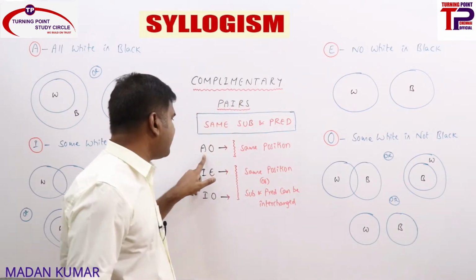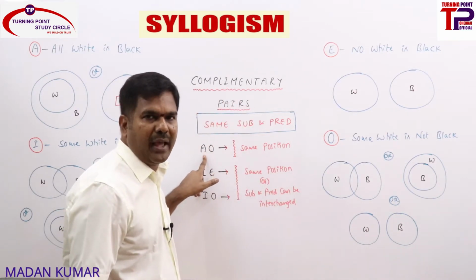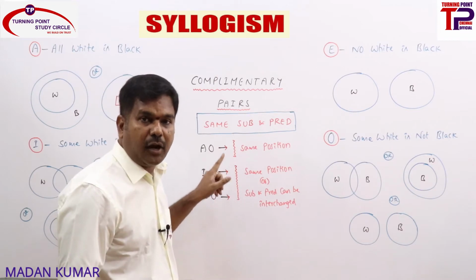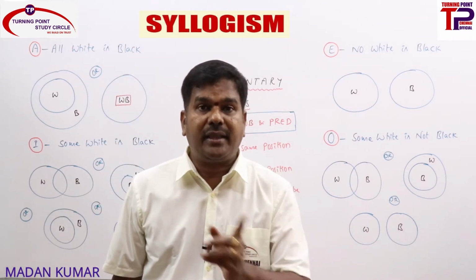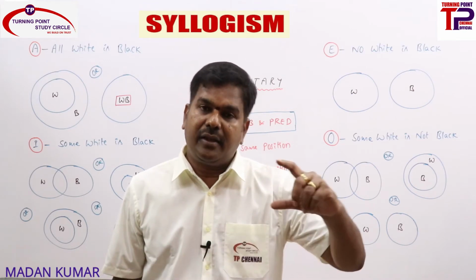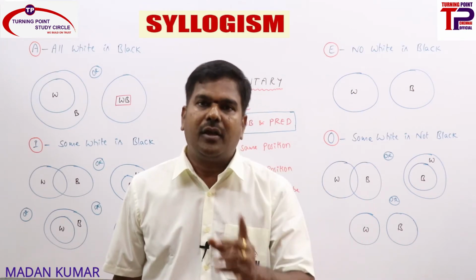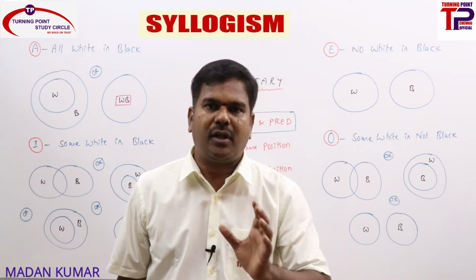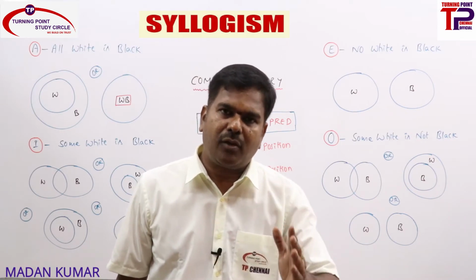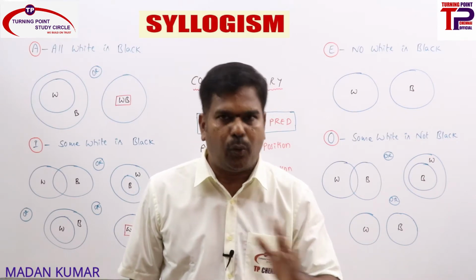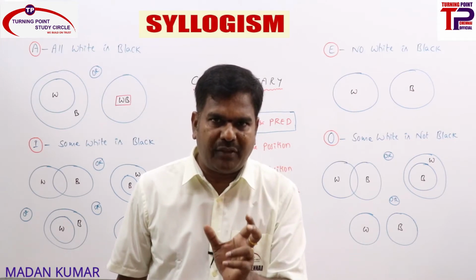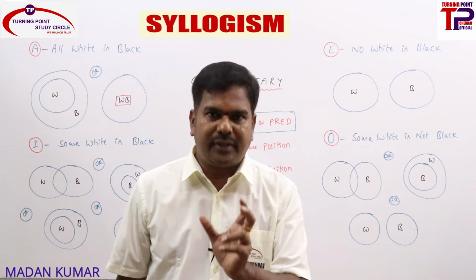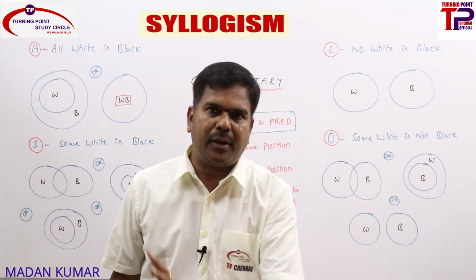So AO pair means, say for A, example, all white is black. O means some white is not black. Like that only it should be there. So if all white is black, some black is not white is given, sir, subject and predicate on both sides are same only, but the position is not same. Whether we can go ahead with the complementary pair? No. So for AO pair, whatever the subject is for A, the same subject must be for O, and the same predicate must be there.